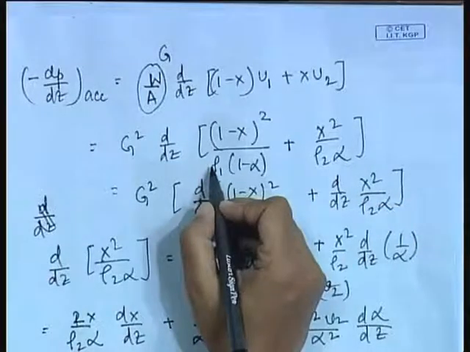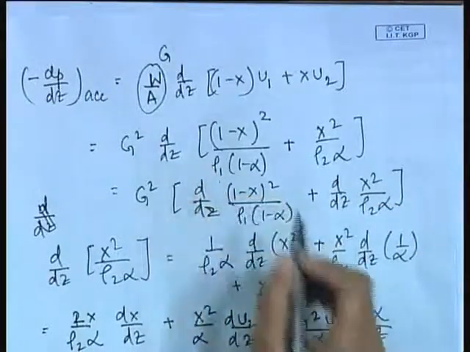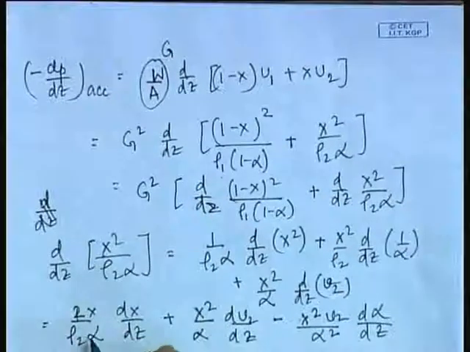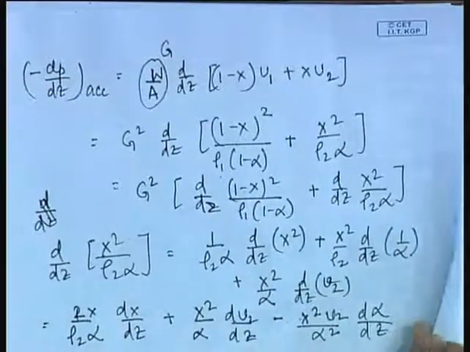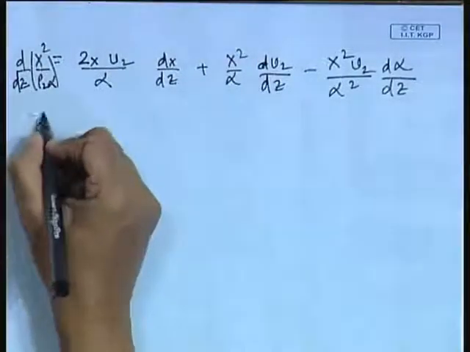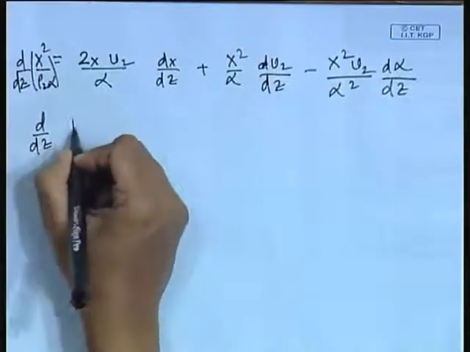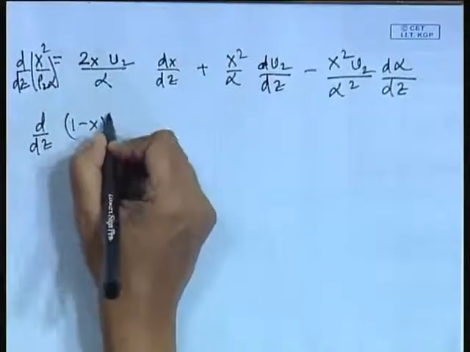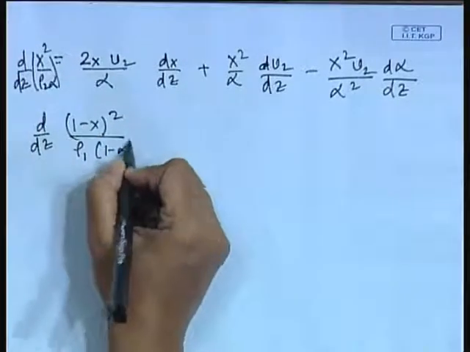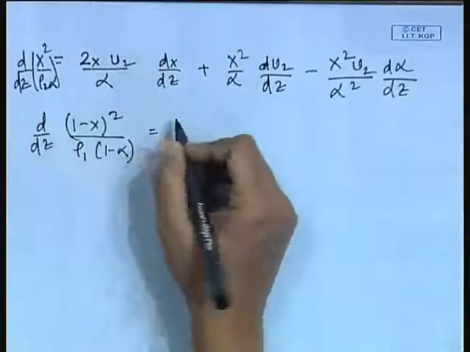Same way we can do for the other term as well. Okay. Just keep in mind that here it is 1 minus x square. So, therefore, it will be minus 2x etcetera etcetera. So, certain things you have to keep in mind. So, in a similar way if we perform the differentiation of d dz of 1 minus x square by rho 1 into 1 minus alpha, what do we get?